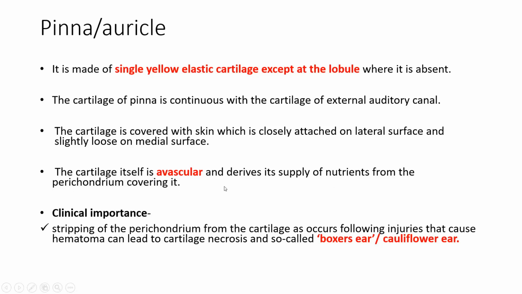And since this is avascular, what is the clinical importance of this avascularity? If there is stripping of the perichondrium, stripping means separation of the perichondrium from the cartilage. And when does the separation of perichondrium occur? Usually it occurs due to trauma of the pinna. Whenever there is trauma, a hematoma occurs, and this hematoma cuts off the nutritional supply to the pinna. Due to the deprivation of nutrition, the cartilage undergoes necrosis, and later there is a morphological deformity in the pinna, known as boxer's ear or cauliflower ear.